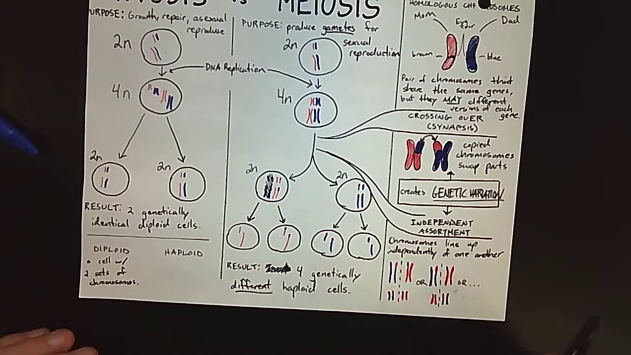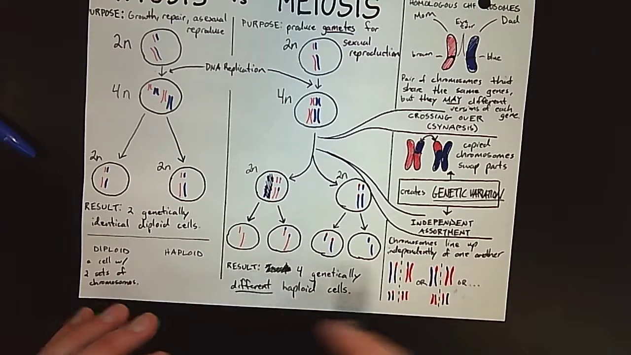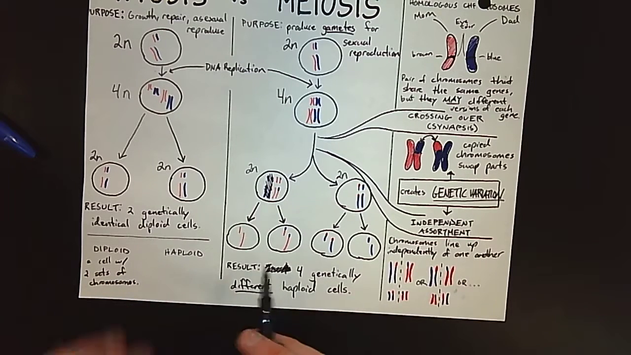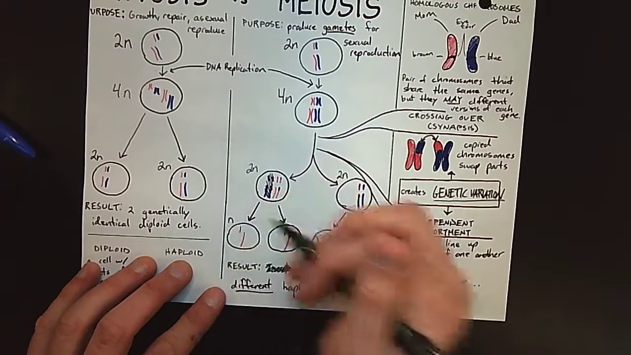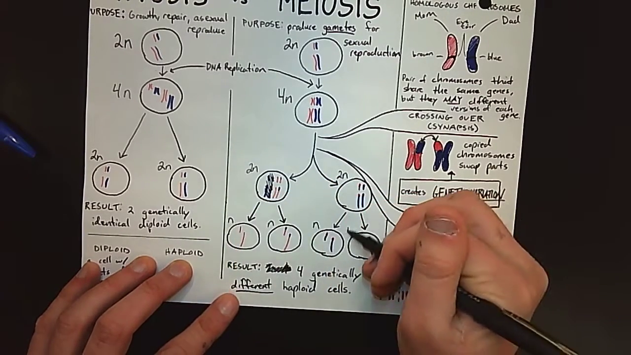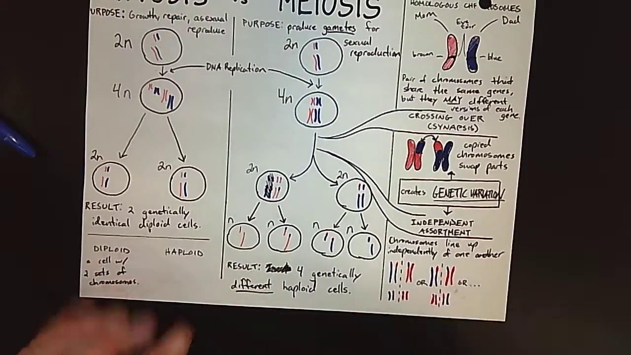All right. So in this case, I now have my results. If we look at these cells, none of them are the same. They are genetically different. Not only that, but they're also haploid, right? If I count how many small ones I have, 1 small chromosome. How many large chromosomes? 1, right? So this is just going to be one set of chromosomes in all of them, haploid cells. And so this is the process of meiosis.